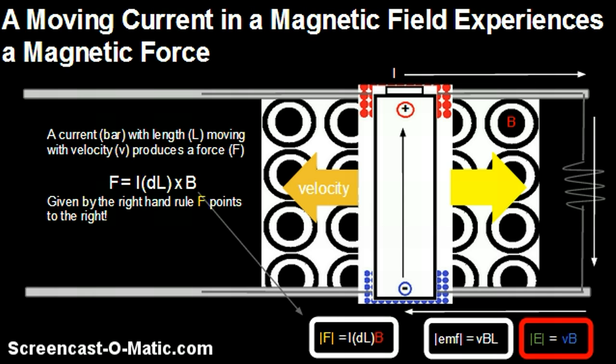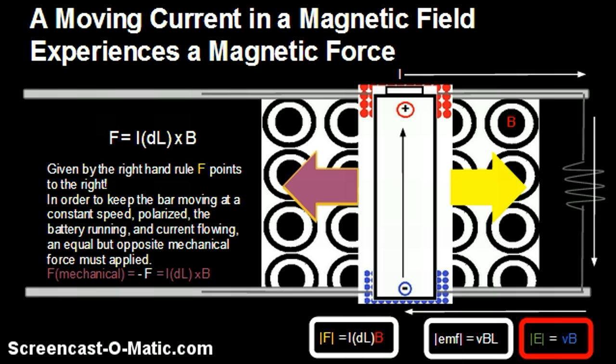Our bar once moved at a constant speed due to the lack of friction force created in the rails, but a force to the right, opposite in direction in which our bar travels, will slow down the motion of our bar. We will save this formula for force. It may help us fix this problem. In order to keep the bar moving at constant speed, polarized, the battery running, and current flowing, an equal but opposite mechanical force must be applied. If we pull the bar to the left by a mechanical force equal in magnitude but opposite in direction to the magnetic force to the right, we can recreate the constant motion of the bar and keep the current flowing.